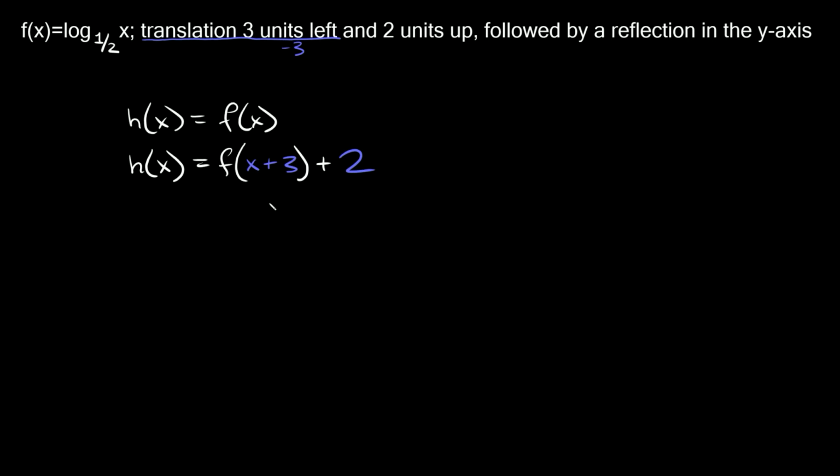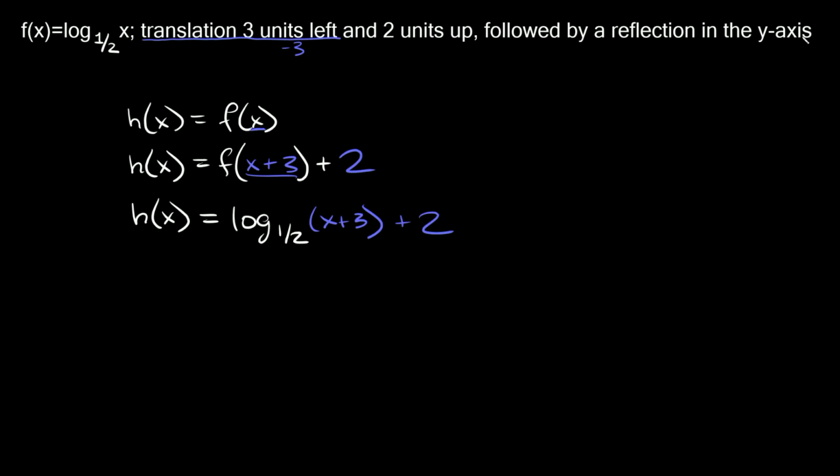Okay, so now that we have our transformations, we can bring in what f of x actually is and plug it in, right? So we're going to get that h of x is equal to, and here, wherever we have an x, we're going to replace it with an x plus 3 in our function. So we're going to say log base 1/2, and instead of x, we're going to say of x plus 3. And then we still have this plus 2 at the end. Okay, cool. So that was the first step.